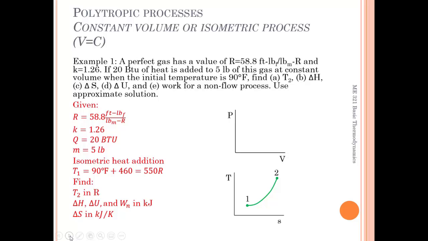Now the direction of the curve in the PV diagram will just follow the direction in the TS diagram. Since this is an isometric process, the PV curve will just be a straight line starting from the bottom and ending at the top.